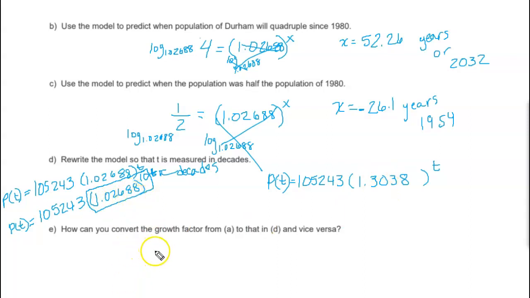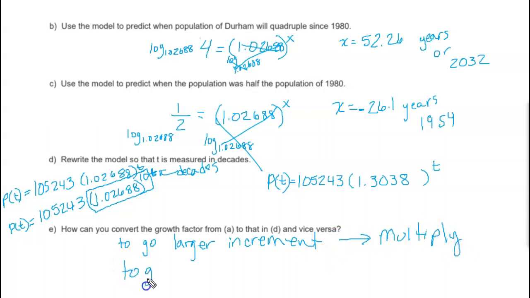How can you convert the growth factor from annual to decade, and vice versa? The big idea here is remembering how many times it's getting done. Like, am I changing 1 year to 10 years? What is that actual amount? Another way to think about it is if you want to go to a larger increment of time, like from 1 year to a decade, that's a larger increment of time, I'm always going to multiply up in the exponent.